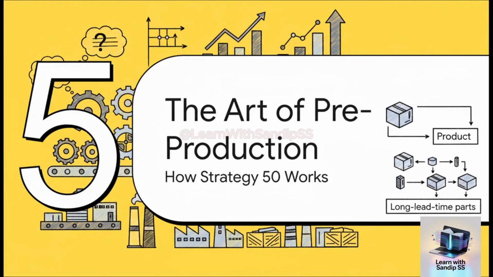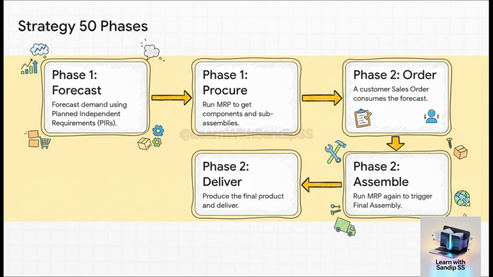So how does this actually work? How does the system manage to plan ahead but not build the final product? Let's break down the mechanics of this two-phase approach. You can really see the magic here, split into 2 phases. Before any sales order exists, you're in the pre-sales order phase. You forecast your demand, you run MRP, and you get your components ready. Then, boom, a customer order comes in. That order consumes the forecast, and now you're in the post-sales order phase. You run MRP again, and this time it creates that final assembly order, so you can build and ship the product. It's such a smart way to balance planning with being responsive.